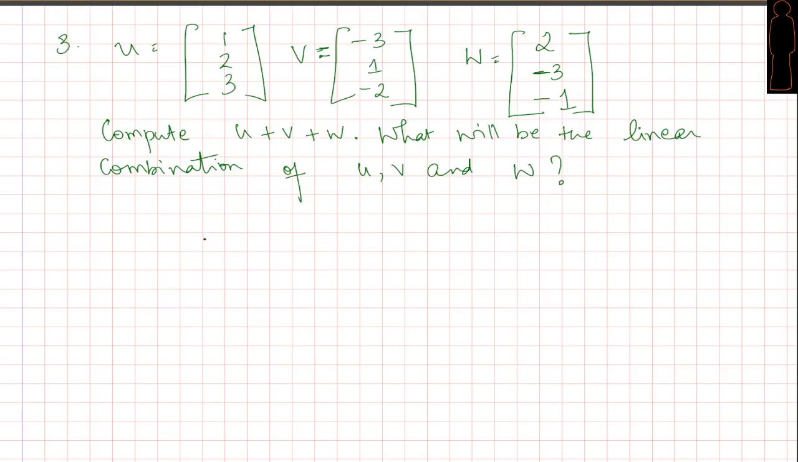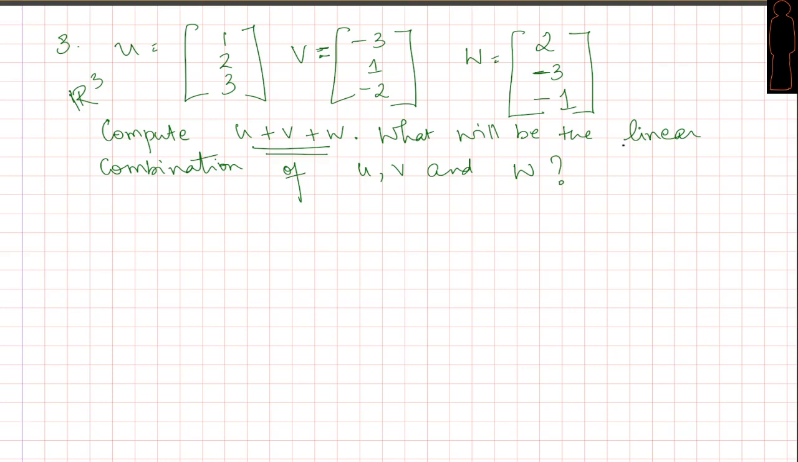Okay, let's move to the next question. u is given as (1, 2, 3), v is (-3, 1, -2), w is (2, -3, -1), and yes, we are in R3. Question says compute u plus v plus w. Okay, that's quite a silly question.